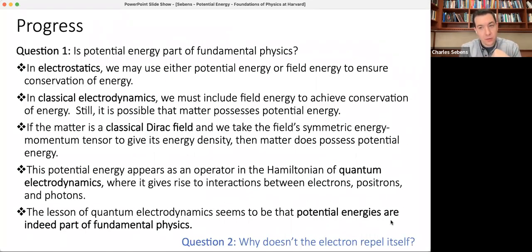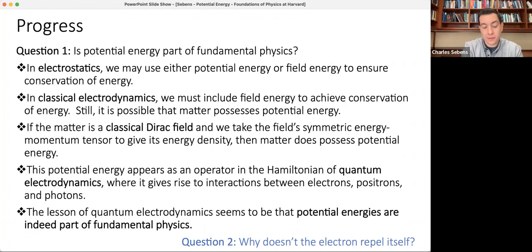Okay, so a brief summary on question 1 before going to question 2. In electrostatics, we had the option of either using potential energy or field energy to ensure conservation of energy. In classical electrodynamics, we had to include at least some kind of field energy, but we showed that even if we include the standard field energy, it's still possible that matter possesses potential energy, electromagnetic potential energy. If the matter is a classical Dirac field, and we take the symmetric energy momentum tensor to give its energy density, then matter does end up possessing potential energy.